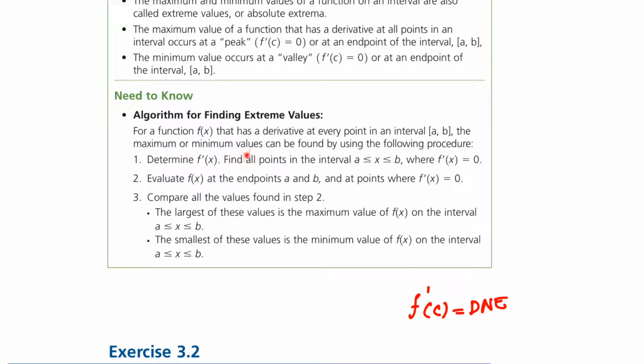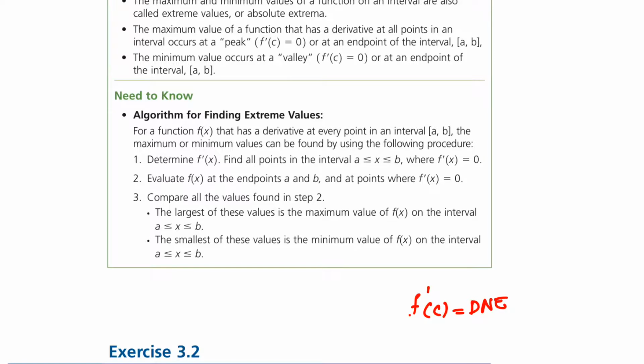The maximum or minimum values can be found by using the following procedures. Determine f prime of x, find all points in the interval a and b where the derivative is 0, evaluate f of x at the endpoints a and b, and at points where the derivative is 0. Compare the values found in step 2. The largest of these values is the maximum value of f of x on the given interval, and the smallest is the minimum. The extension to this is adding: find when the derivative does not exist.